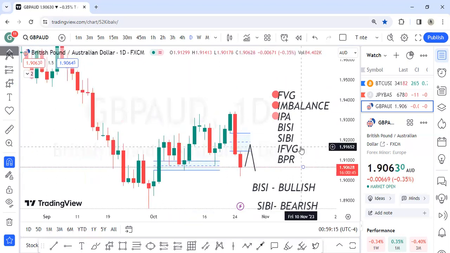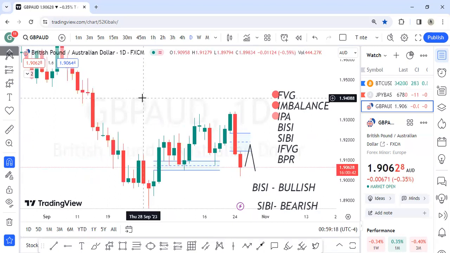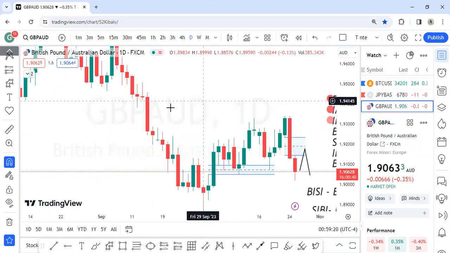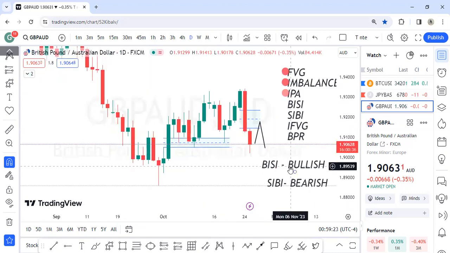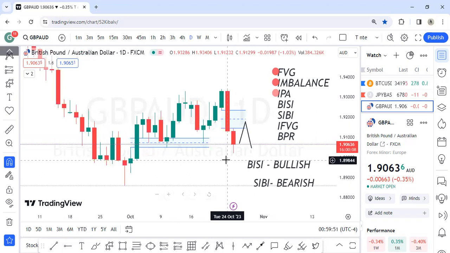Now let us look at the IFG. The IFG is simply an inverted fair value gap. That means when the market breaks a BC, it becomes a CB. What do I mean? I mean that when the market is able to break a BC, or a buy side imbalance, it tends to become a CB, right?